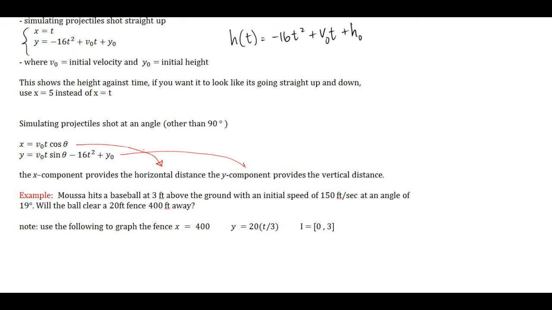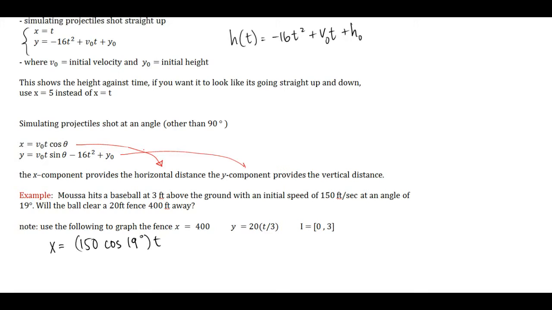So quickly, I notice it's a projectile problem, so I will put in my projectile equations. The x, the horizontal distance it travels, is 150 feet per second, cosine of the angle, 19 degrees. That was our vector equation, to get the initial horizontal component of the vector, the x component. Well, it's going to keep doing that every second it's in the air, so that's why we multiply this by t.